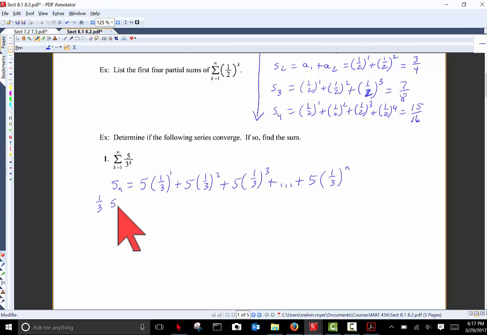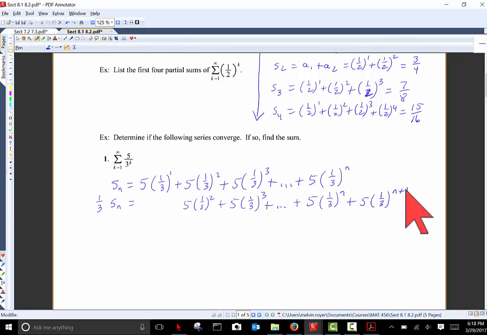And so if you actually multiply both sides of this equation by 1/3, then on the left I get 1/3 Sn. On the right, notice that each exponent is going to bump up by 1. I'm multiplying by 1/3, and so I'm going to shift things to line up like exponents. 1/3 times this is 5 times 1/3 squared, and 1/3 times this is 5 times 1/3 cubed, plus, and so it goes. The next to the last term is 5 times 1/3 to the n, and then the very last term comes from multiplying this by 1/3 and getting 5 times 1/3 to the n plus 1.